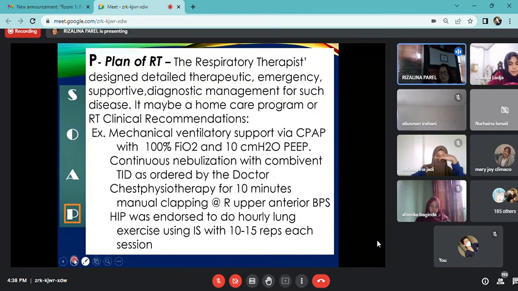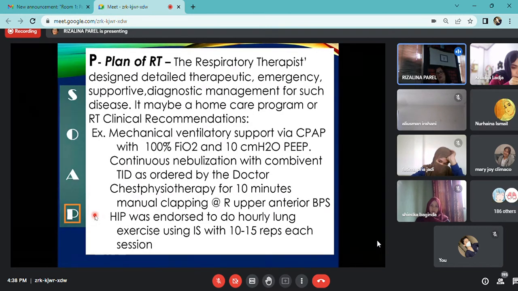Next, we have this plan. So, dito na tayo sa dulo. Plan. Ano yung mga plans ng respiratory therapist? So, magdi-design ka ng therapeutic plan, emergency plan, supportive plan, at diagnostic management, measurement para dun sa kanyang general condition o dun sa kanyang ailment.